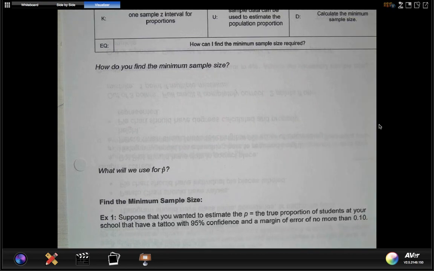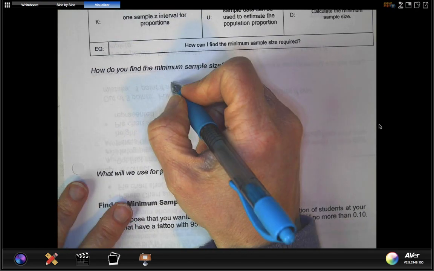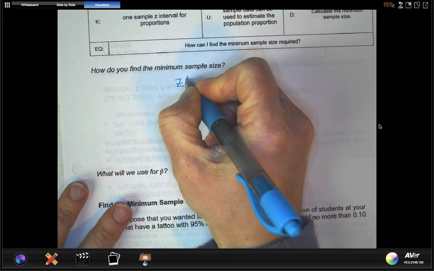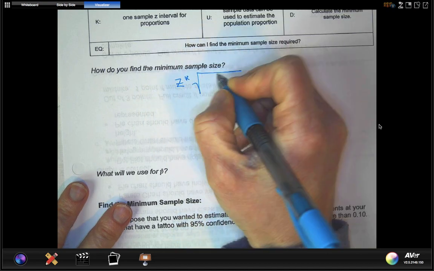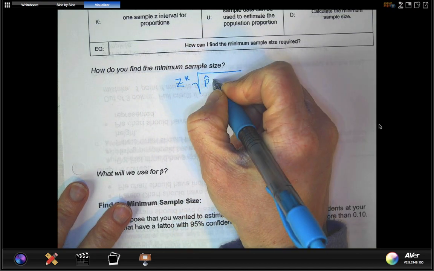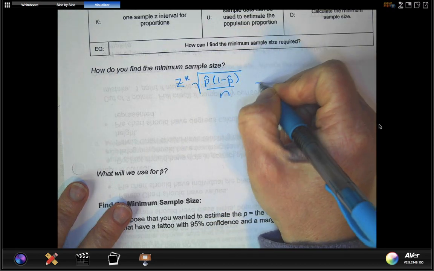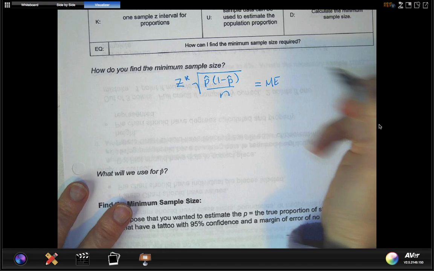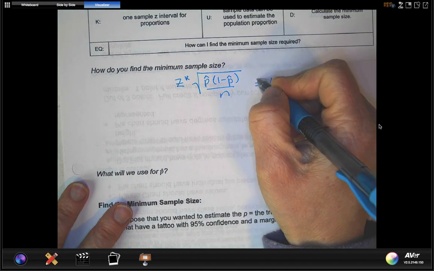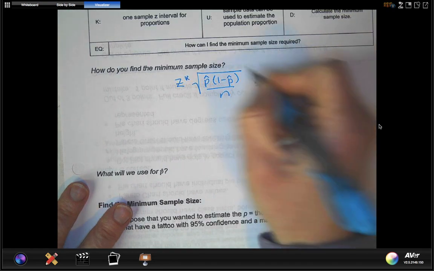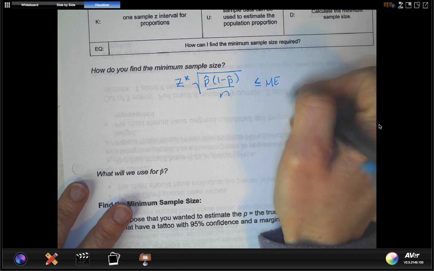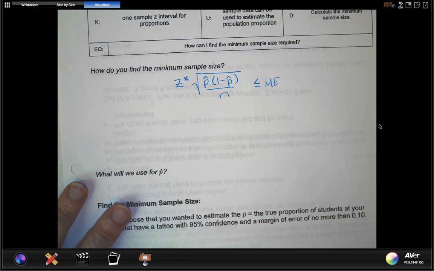Estimating a population proportion. How do you find the minimum sample size? Alright, so remember our margin of error. It looks like this. It's Z star times the square root of p-hat times 1 minus p-hat over n. So that's the margin of error, right? What we're going to do here with this minimum sample size is that we want this answer to be less than or equal to whatever margin of error they give me in the problem.